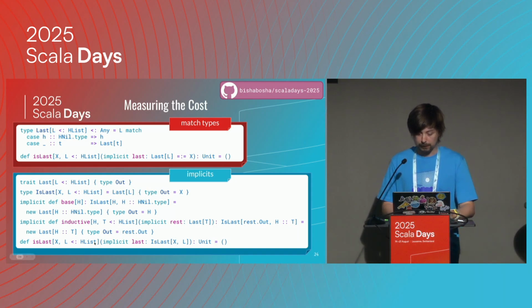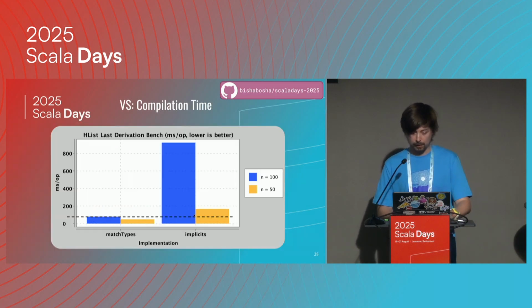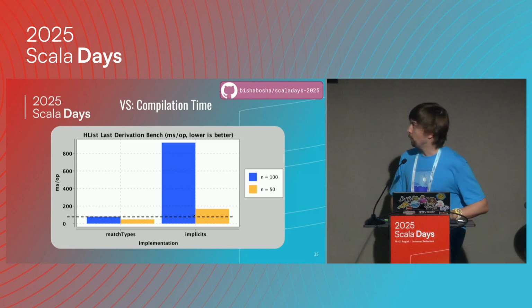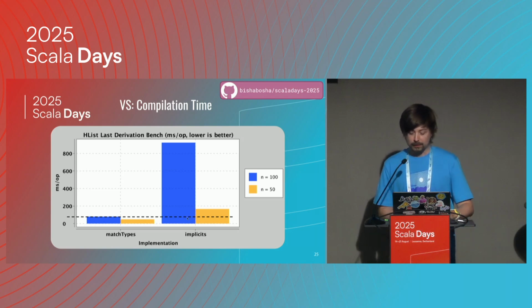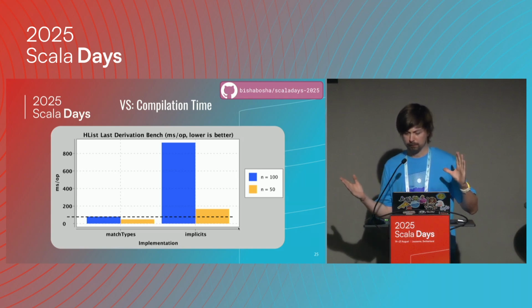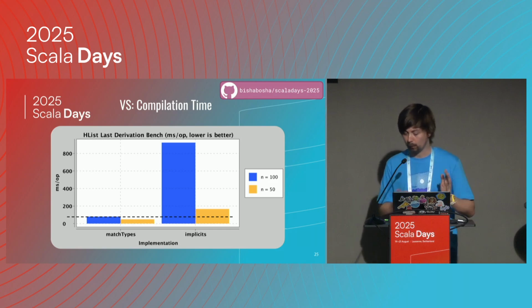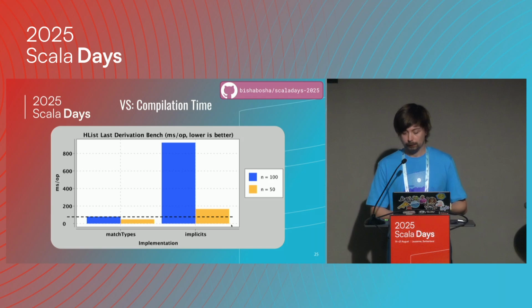Whereas for the implicits, it's just the type of this last thing. And here is the result. On the left, we have match types. Basically, I did two comparisons: one where the list was 100 elements, and one where it was 50 elements. For match types, 100 elements took less than half the time of 50 elements with the implicit version.